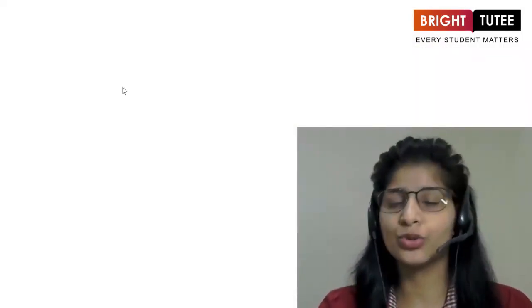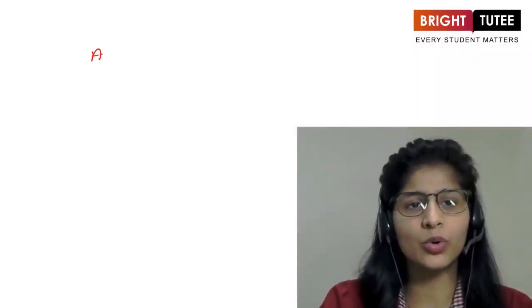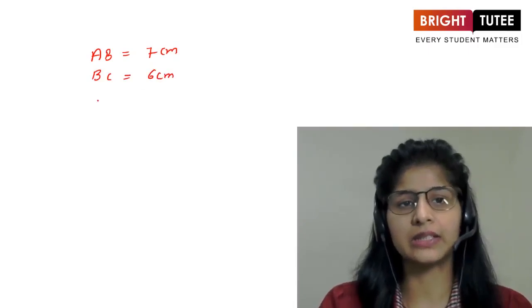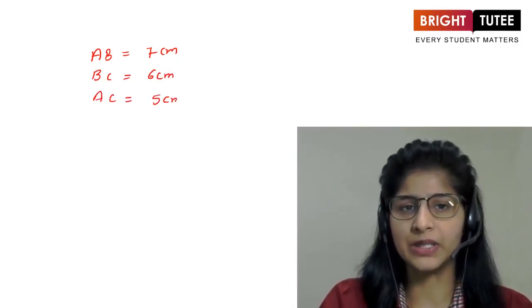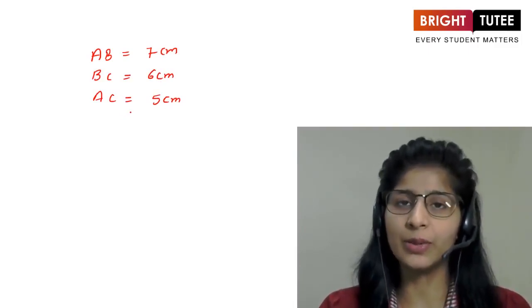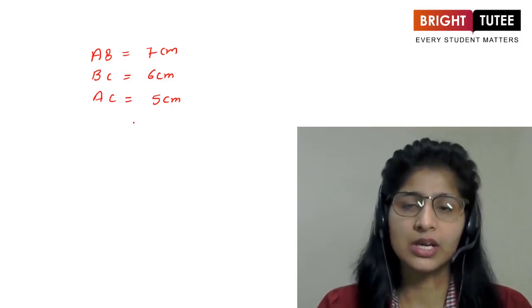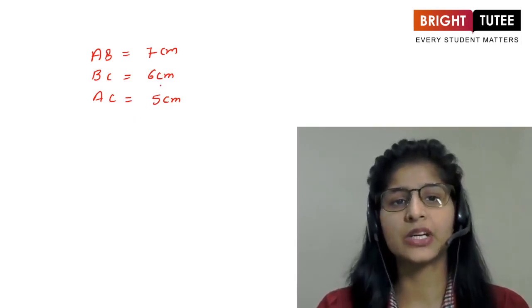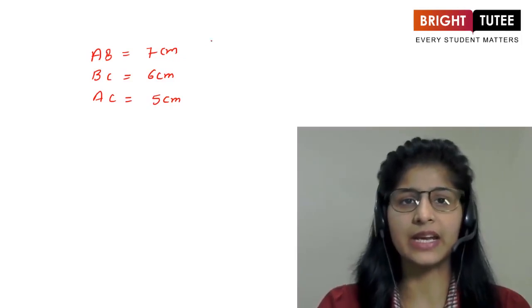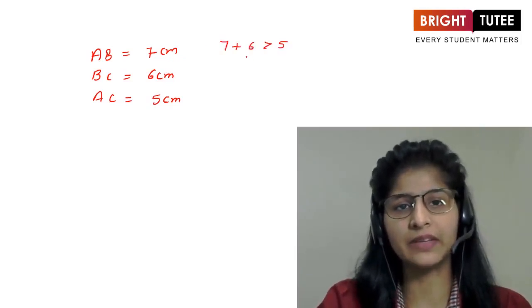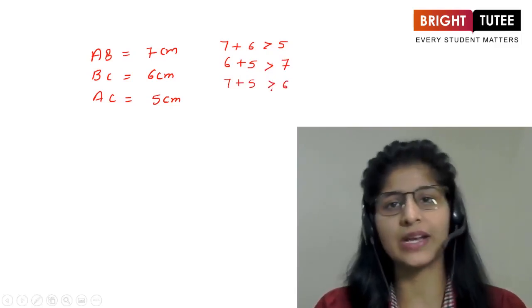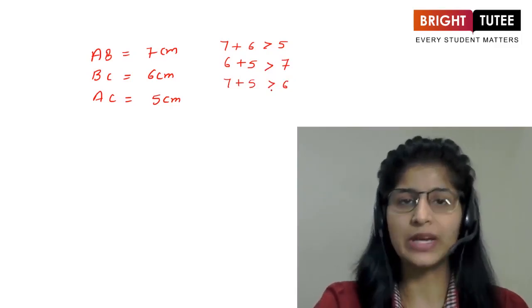Suppose you have to draw one triangle and the sides are given as AB is 7 centimeter, BC is 6 centimeter, and AC is 5 centimeter. First of all, you need to check whether we can form a triangle using these three measurements or not. We should satisfy the triangle inequality property: the sum of two sides should be greater than the third side. Just see, 7 plus 6 is greater than 5. Then 6 plus 5 is greater than 7, and 7 plus 5, which is 12, is greater than 6. So yes, the triangle inequality is satisfied here. So we can definitely form a triangle.